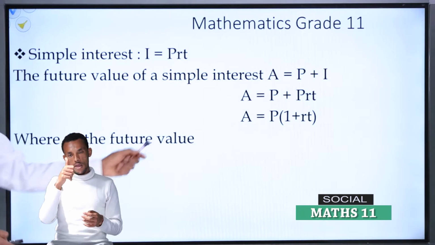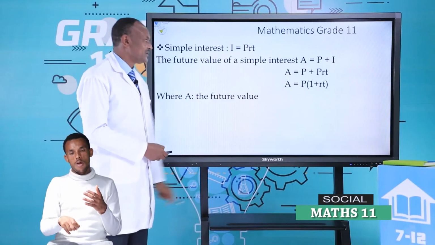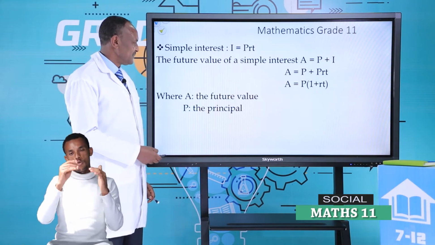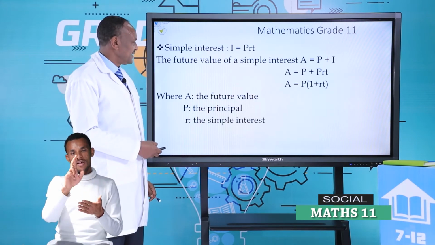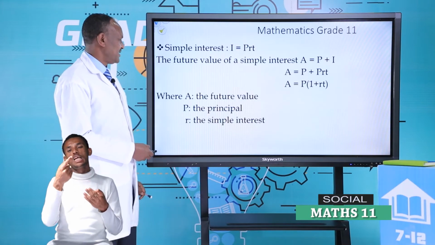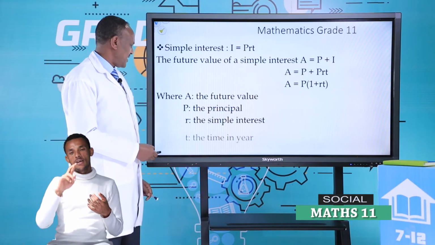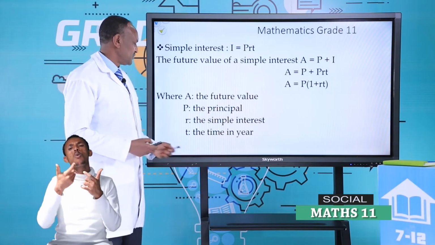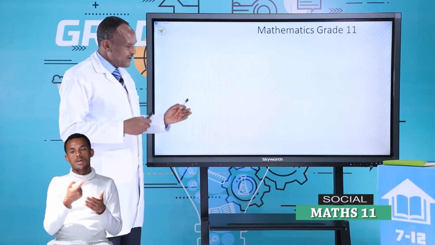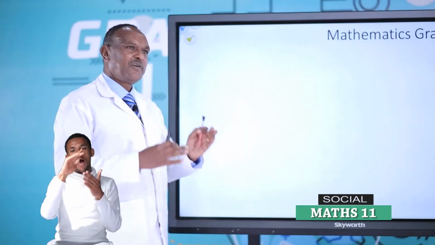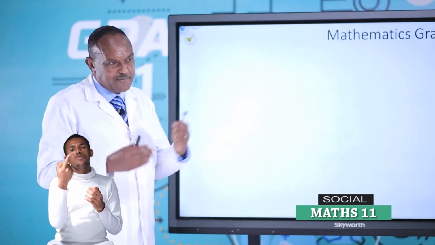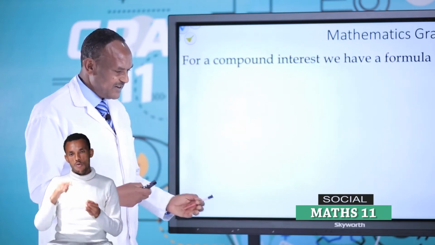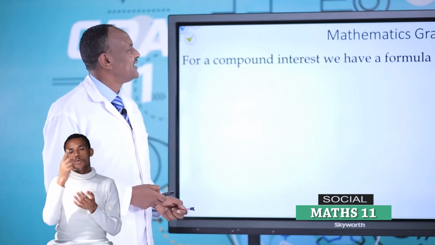So A is the future value, the amount. P is the principal, the amount that you have taken. R is the simple interest rate. T is the time in years, for how long you are using it. So here what it says is, when you take a certain amount, if you use it for a long time, you will be charged more. So one method of investing a certain amount is what we call simple interest.